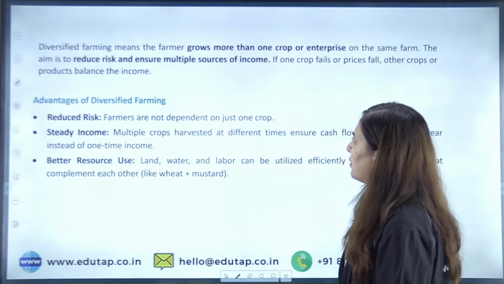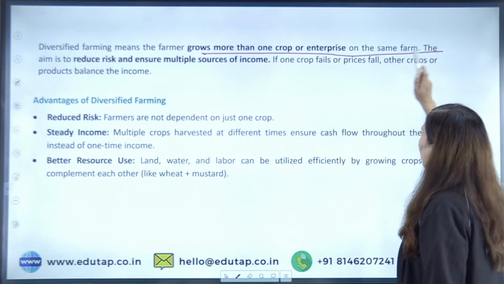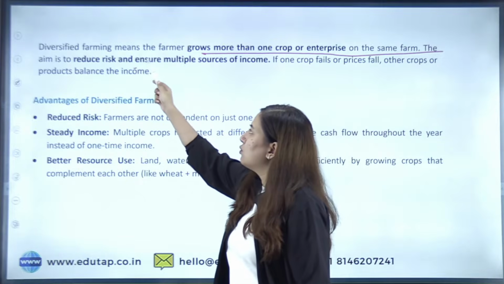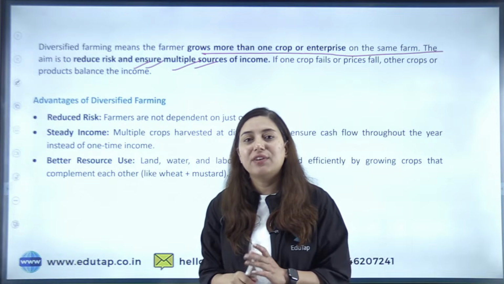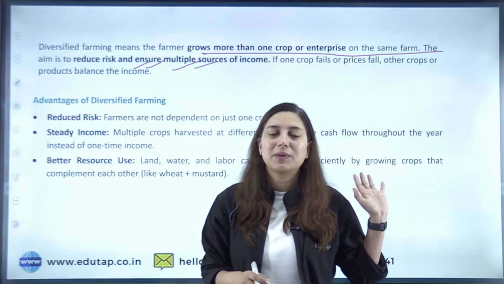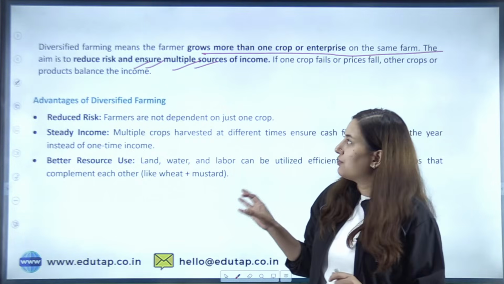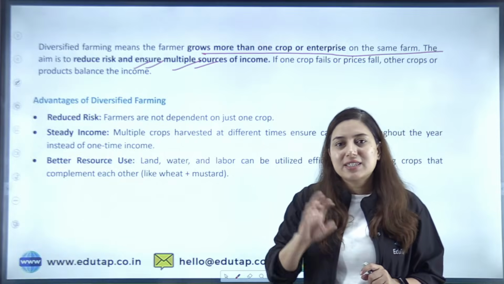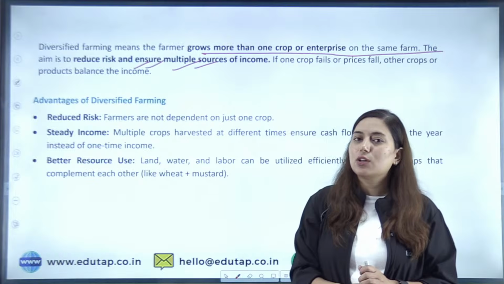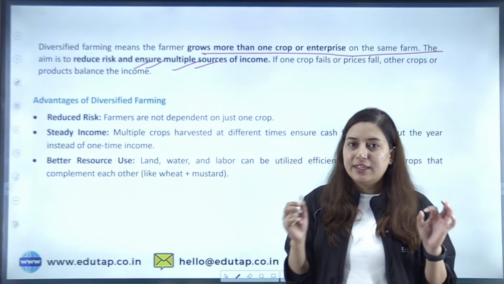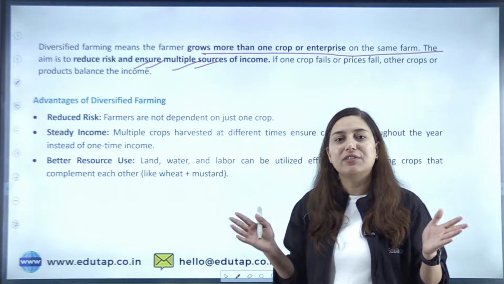Again, students, diversified farming means farmer grows more than one crop or enterprise on the same farm, and the aim is to reduce risk and to ensure multiple sources of income. ठीक है, तो डाइवर्सिफाइड फार्मिंग का ऑब्जेक्टिव ये नहीं है कि एनवायरमेंट में क्या कॉन्सिक्वेंसेस हो रहे हैं या उसको मिनिमाइज करना है. डाइवर्सिफाइड फार्मिंग का मतलब है फार्मर इज टेकिंग मोर देन वन एंटरप्राइजेस और टेकिंग मोर देन वन क्रॉप. ठीक है, जरूरी नहीं है कि मल्टीपल एंटरप्राइजेस हों. ये हो सकता है कि फार्मर इज ग्रोइंग मोर देन वन क्रॉप, दैट विल बी ऑल्सो कॉल्ड डाइवर्सिफाइड फार्मिंग.